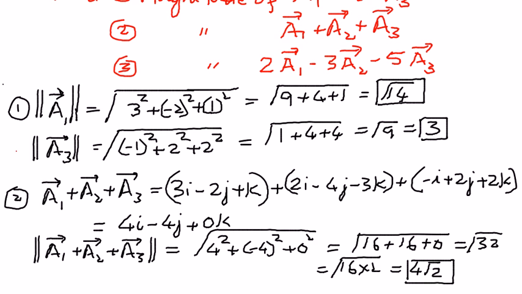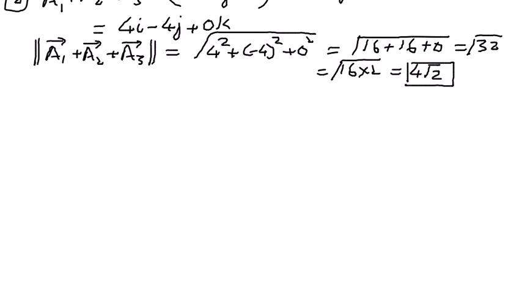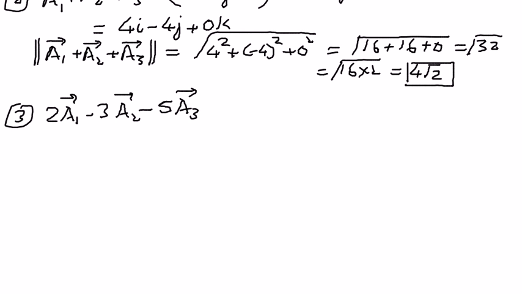Okay, and the third one we have here is as follows. The third question we have is, he's asking us to find the product of 2 times vector a1 minus 3 times vector a2 minus 5 times vector a3. So the way to do that, we want to find the magnitude of that. So first we will multiply the scalars to the given vectors, and then we'll find the magnitude of that.